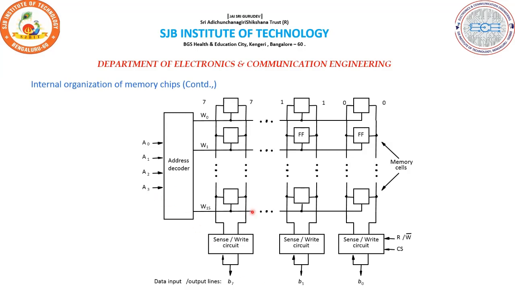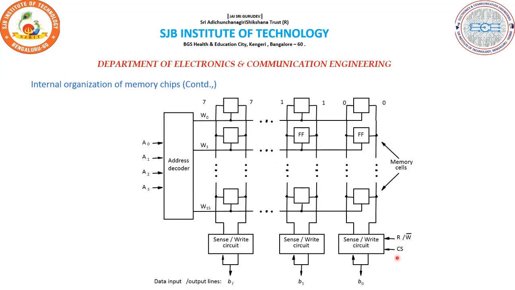One more circuit you are observing is the sense or write circuit. Sense is nothing but the read operation, and write is writing into the cell, that is the write operation. These are controlled by the read or write bar signal. As I mentioned, when it is an active low signal it is for write operation, and when it is an active high signal it is for read operation. And for the chip selection, the particular word in that particular row and column should be selected. That is handled by the chip select switch.